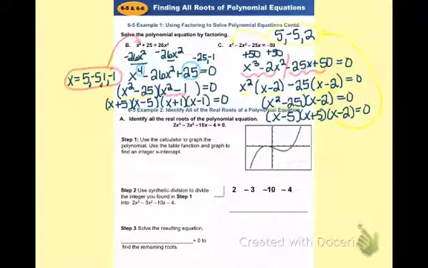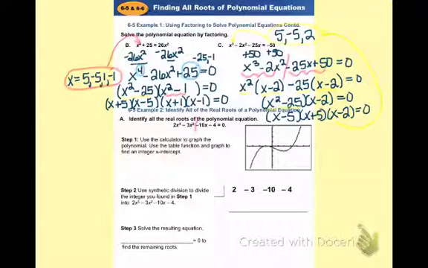Okay, so now let's look at another example. This time, we're asked to identify all of the real roots of a polynomial equation. And we're presented with a polynomial that is a 4-term polynomial. So I think right away about this whole factor by grouping thing.